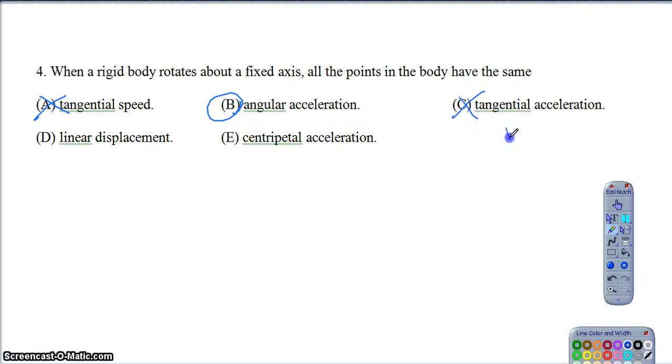Again, tangential acceleration has to do with the radius, so that doesn't work out to be the same for every point. Linear displacement, my delta x, would obviously depend on the circumference that it's traveling through. And then the centripetal acceleration, as we just saw in that last question, even if you're relating it to the angular velocity, it still depends on the radius of the particle. And so each of these four depends on the radius, which means the angular acceleration is the only one that's the same for every point on a rigid body as it rotates.